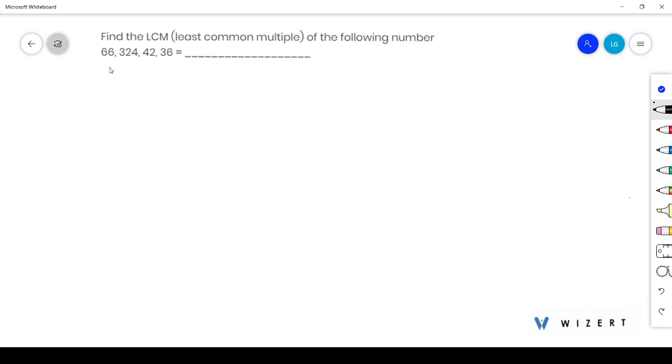Our question is: find the least common multiple of the following numbers. We have been given the numbers 66, 324, 42, 36.